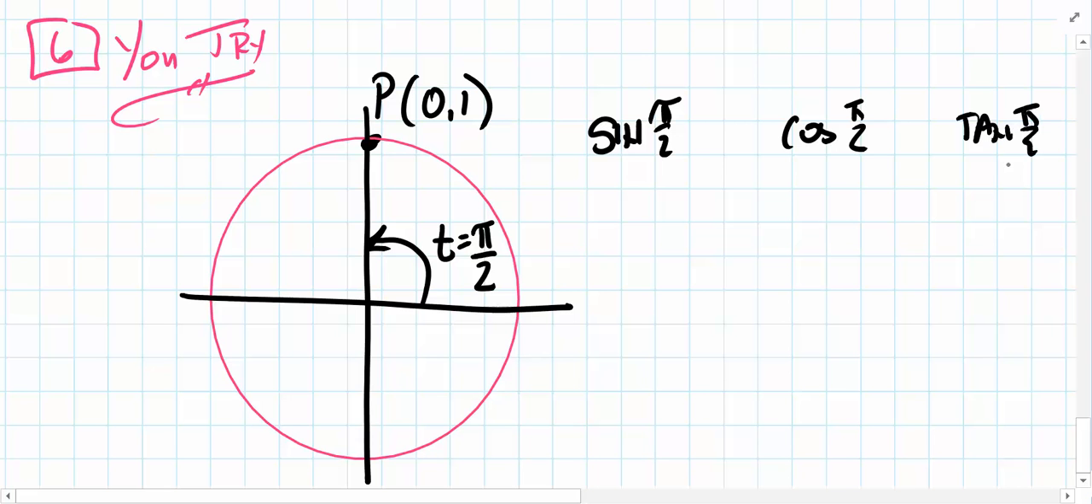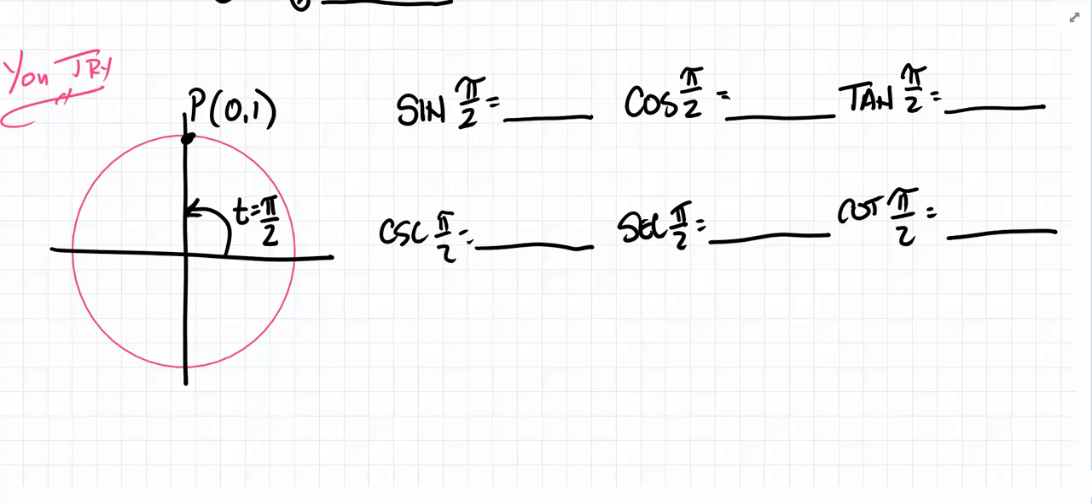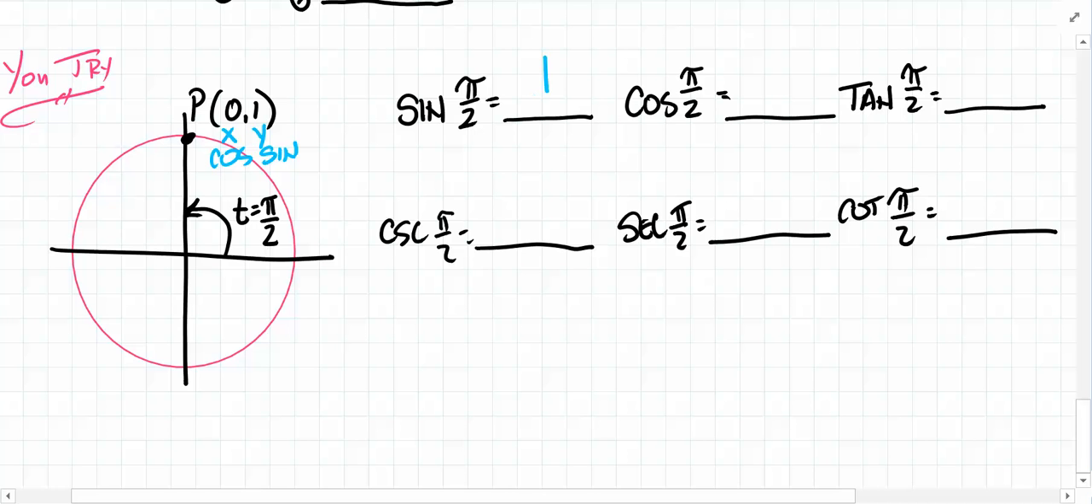The x value is 0, the y value is 1. The x value is the cosine, the y value is the sine. Okay, so therefore, what's the sine of pi over 2? What do you guys come up with? 1. Very good. What's the cosecant of pi over 2? Also 1. What's the cosine of pi over 2? 0. What is the secant of pi over 2? Undefined. Very good. What's the tangent of pi over 2? Undefined. Very good, because you can't take 1 divided by 0. Okay, what about the cotangent? 0. Very good. All right, please turn your calculators on.